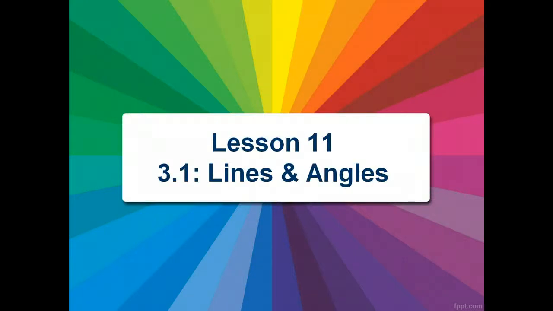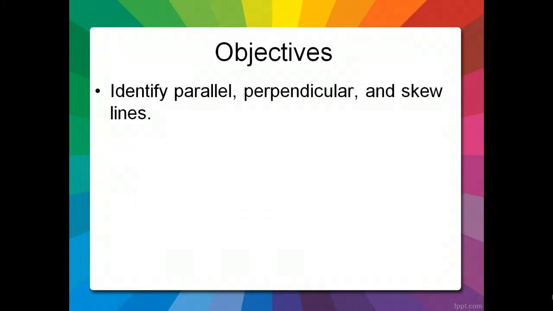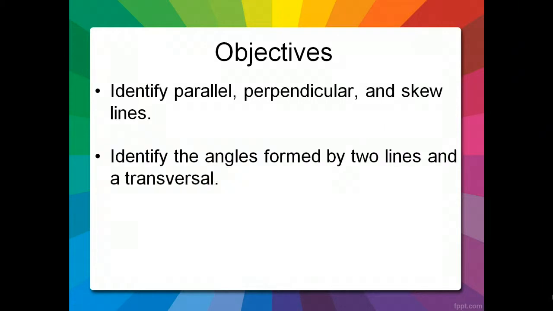This is Lesson 11, Chapter 3, Section 1, Lines and Angles. The objectives of this lesson are to identify parallel, perpendicular, and skew lines, and to identify the angles formed by two lines and a transversal.